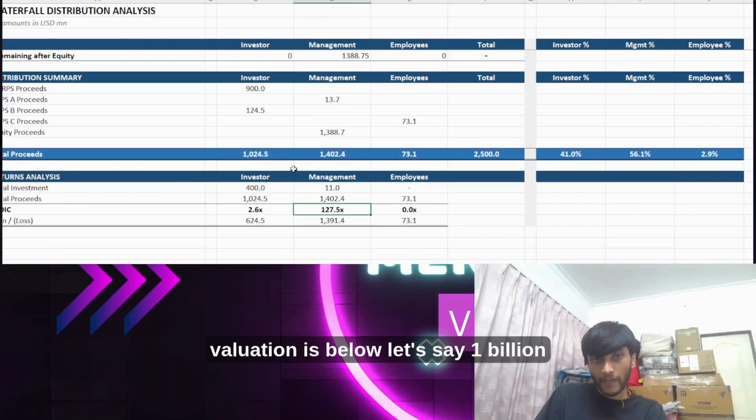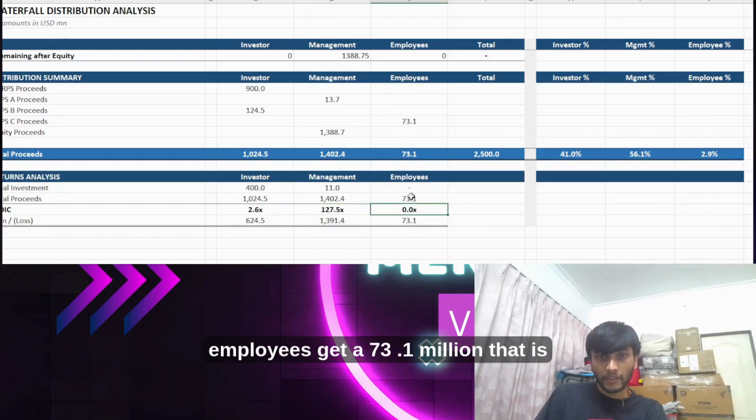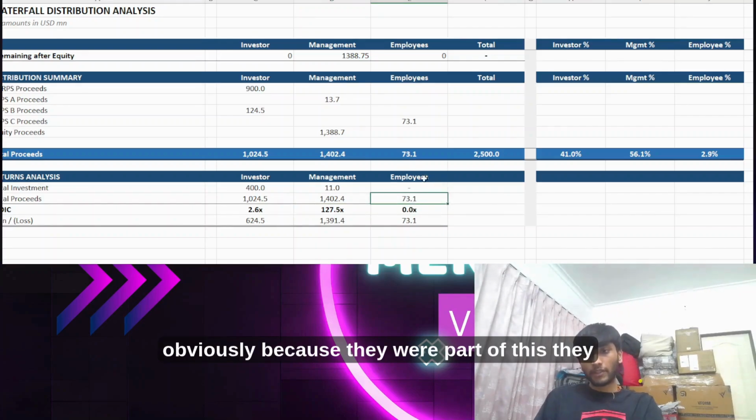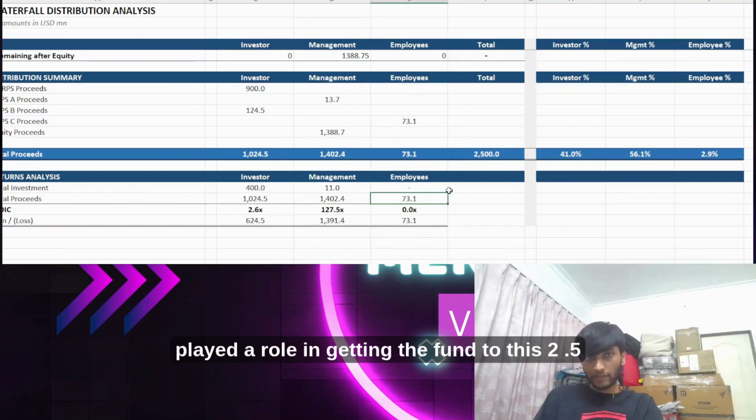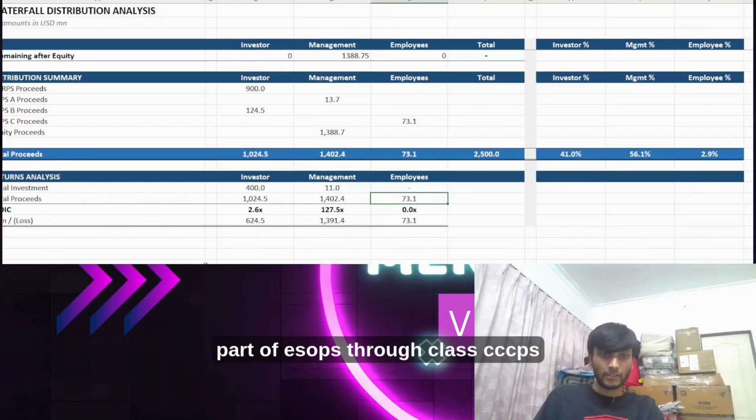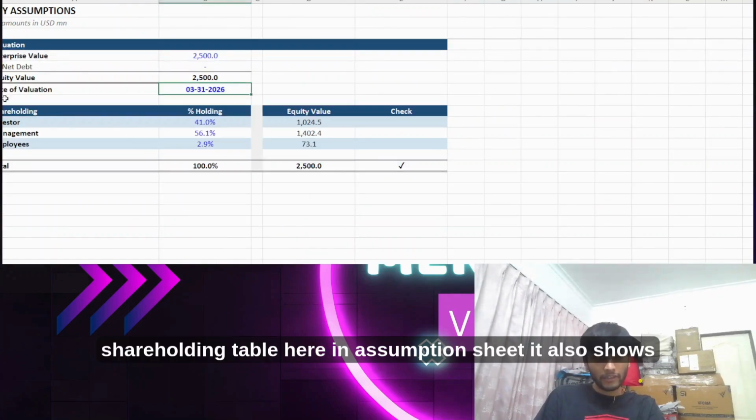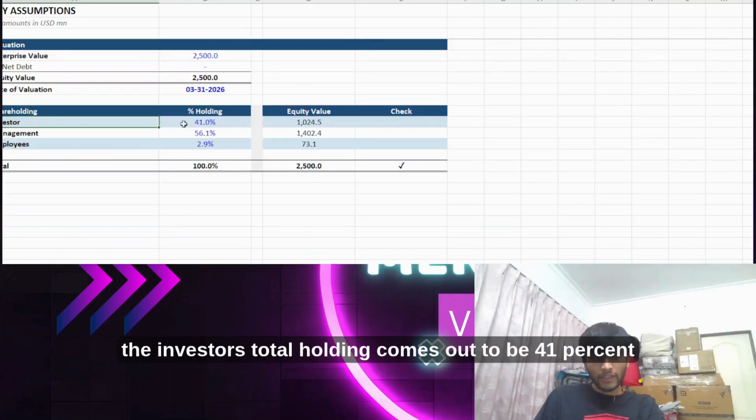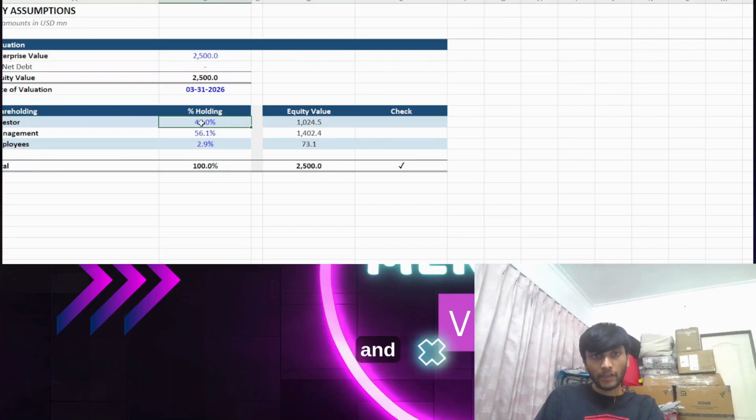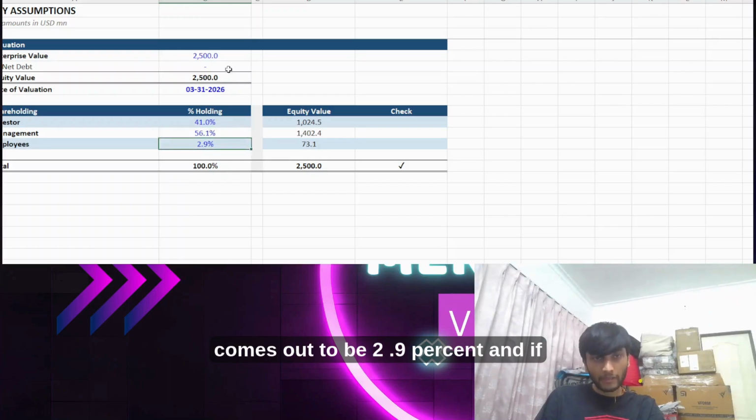And if the valuation is below, let's say, 1 billion, then the management will not get much return out of this. And the employees get 73.1 million. That is obviously because they were part of this, they played a role in getting the fund to this 2.5 billion valuation, and so they're rewarded as part of ESOPs through class C CCPS. And if we look at this shareholding table here in the assumption sheet, it also shows the investors' total holding comes out to be 41%, management comes out to be 56.1%, and employees come out to be 2.9%.